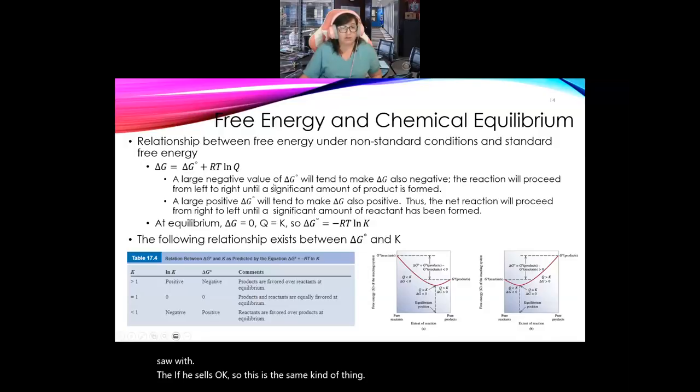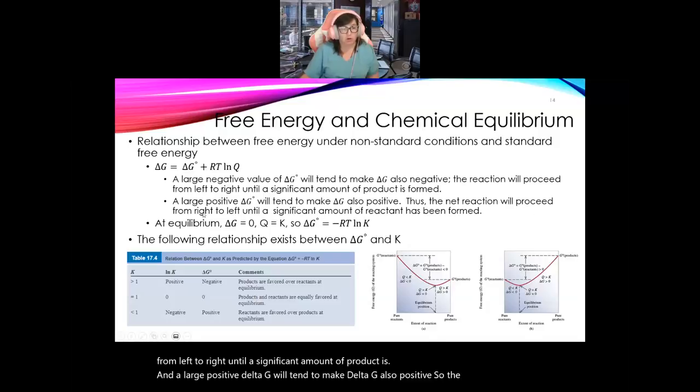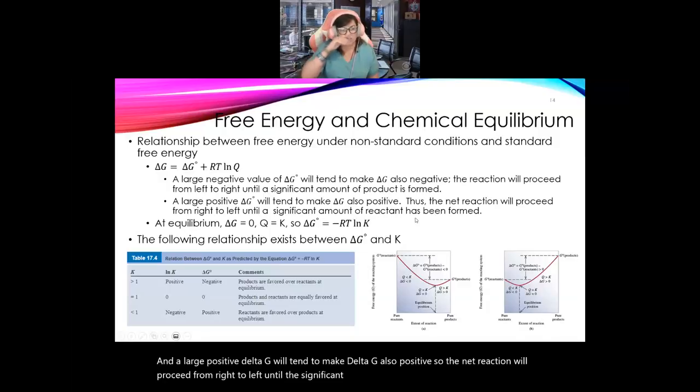A large negative value of delta G naught will tend to make delta G also negative. The reaction will proceed from left to right until a significant amount of product is formed. And a large positive delta G naught will tend to make delta G also positive, so the net reaction will proceed from right to left until a significant amount of reactant has been formed.